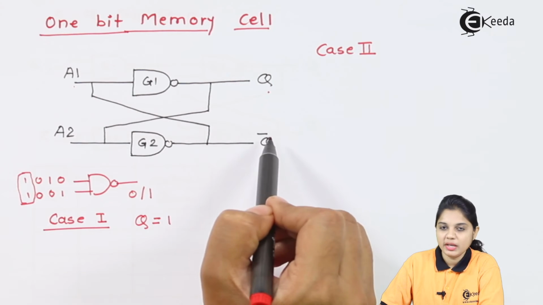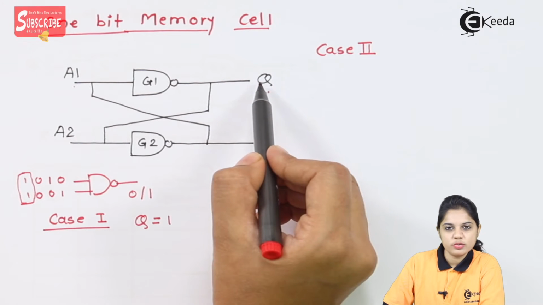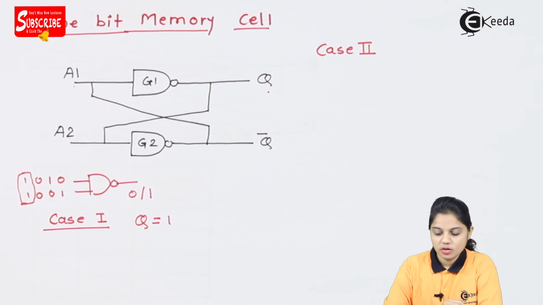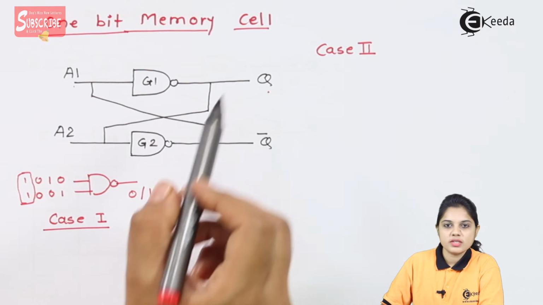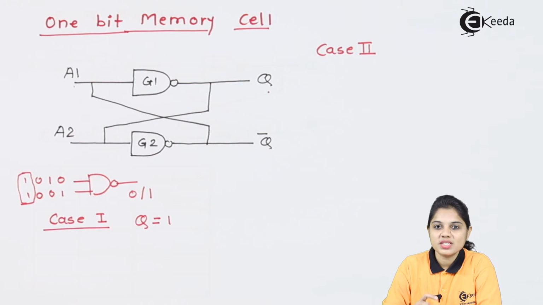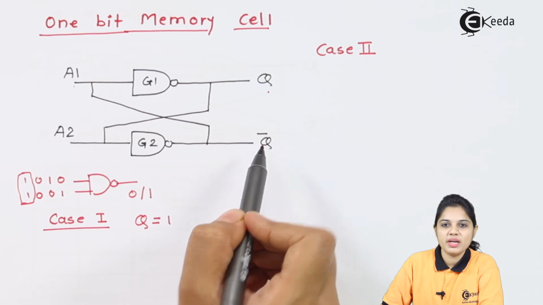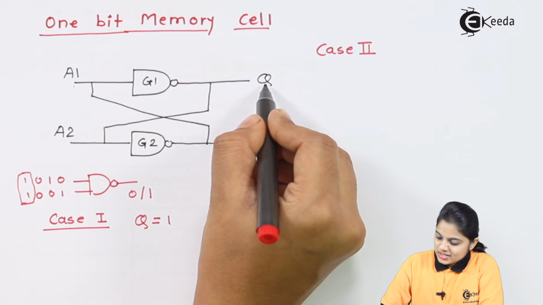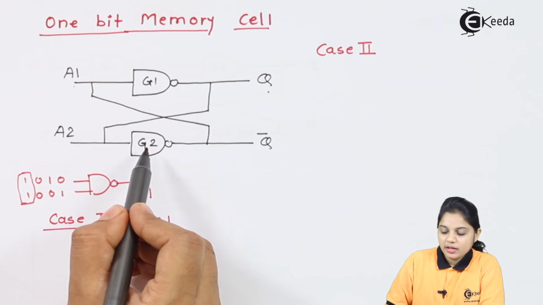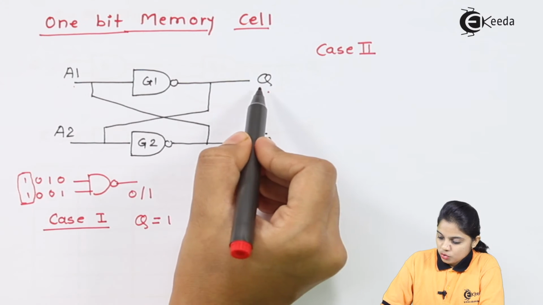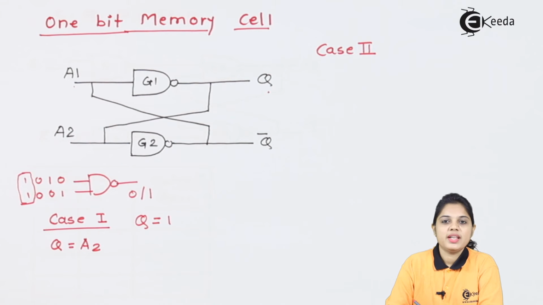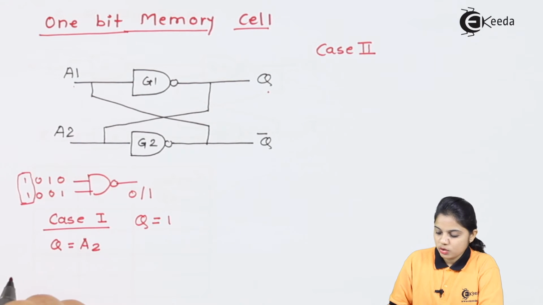That means they will remain complementary. If Q is equal to 0, Q bar should be 1, and if Q is equal to 1, Q bar should be 0. So here we have assumed that Q is equal to 1. Then Q bar should remain 0. Now if Q is equal to 1, then 1 is applied as an input to G2, because Q is nothing but an input going to NAND gate G2 whose input is A2. So Q is equal to A2 is equal to 1.